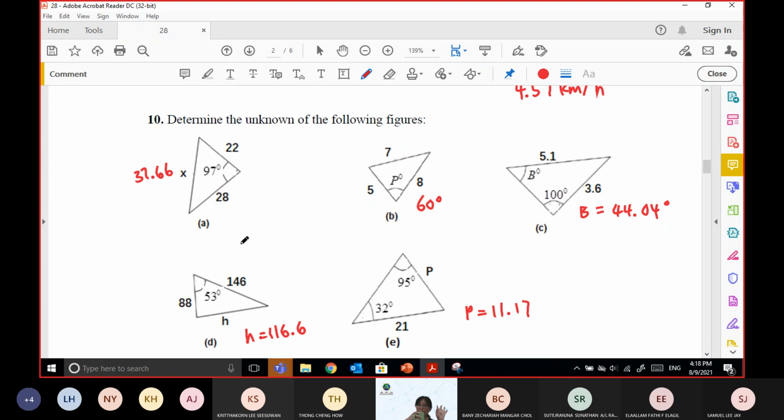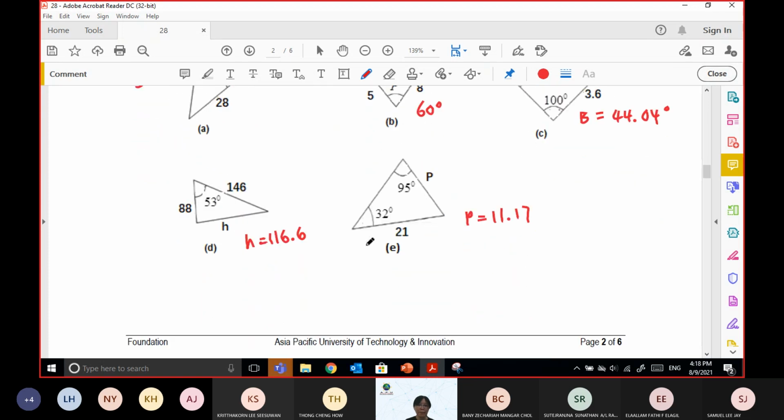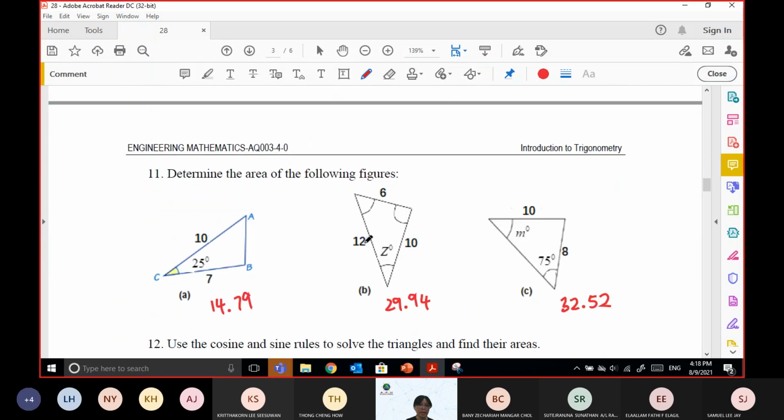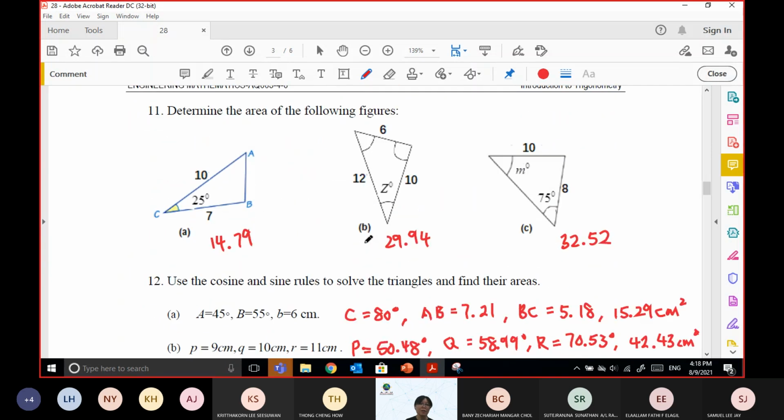By the way, I want you to upload the questions that we discussed today at the end of the class, including the one that I explained. Because number 10 is very straightforward, maybe I can leave it to you. Then how about question 11, the area?